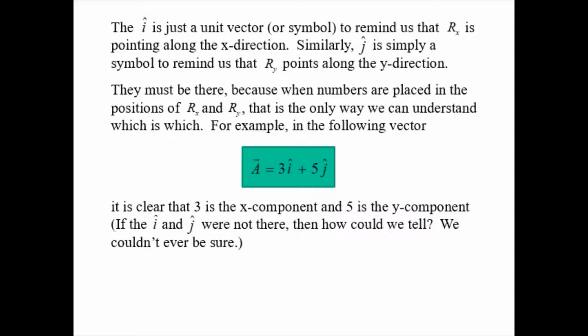They must be there because when numbers are placed in the positions of r sub x and r sub y, that's the only way we're going to be able to understand which is which. For example, if somebody told me vector a was equal to 3i plus 5j, then it's clear to me that 3 is the x component because it's attached there to the i, and 5 is the y component because it's attached there to the j. If it weren't for the i and the j being there, how could I tell? If they had simply written vector A is equal to 3 plus 5, I could never tell which was the x component and which was the y component.